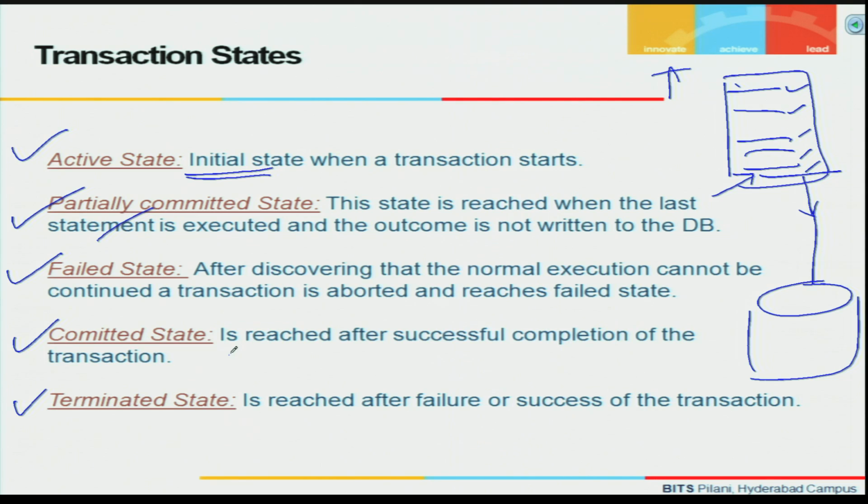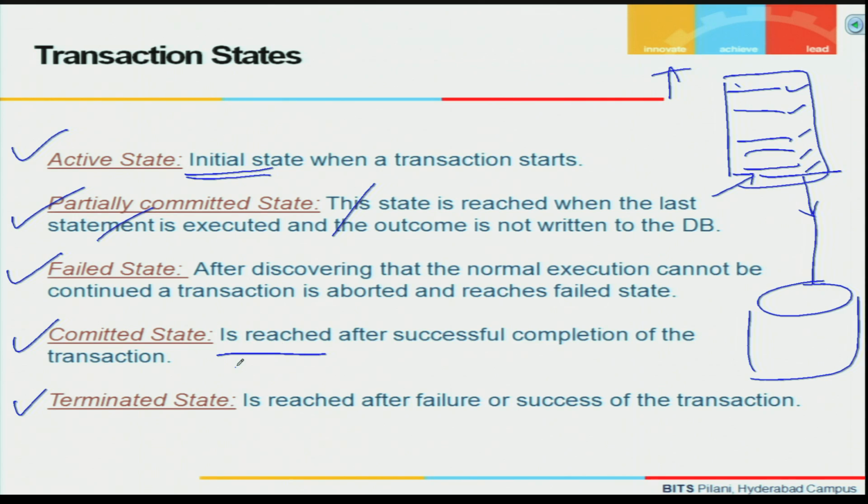And the committed state. When all the instructions of a transaction have been executed, it will reach the partially committed state. When it has reached the partially committed state, it has not yet tried to write the changes permanently to the database. After reaching the partially committed state, it can now try to modify the disk for the sake of permanency. That is, it can try to modify the database permanently.